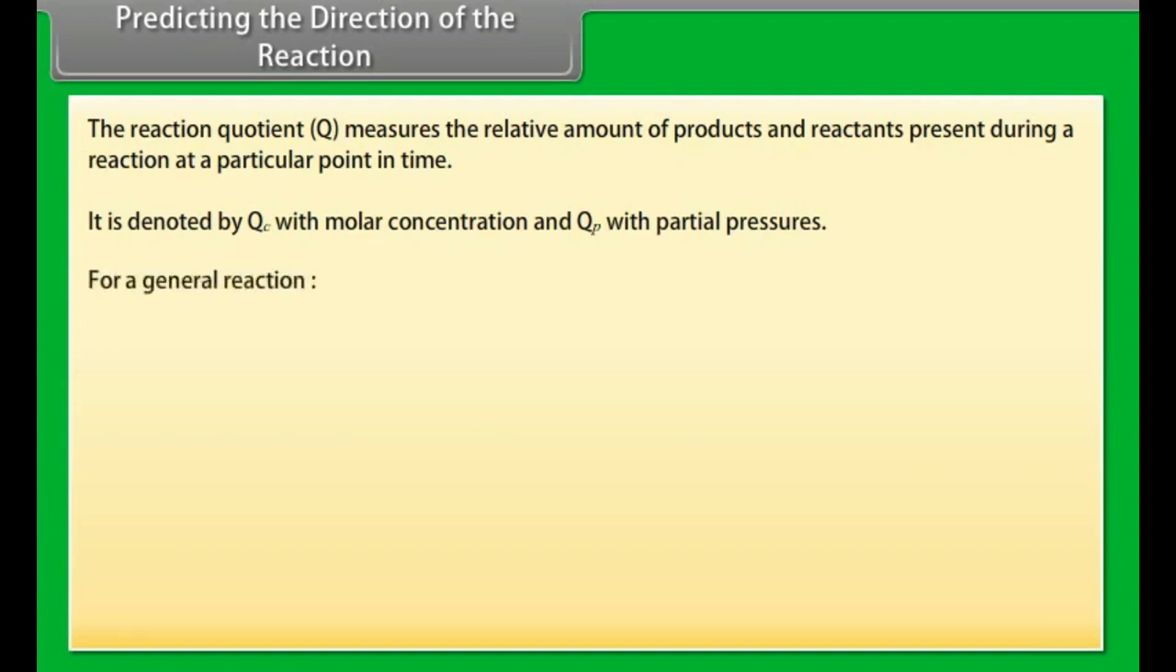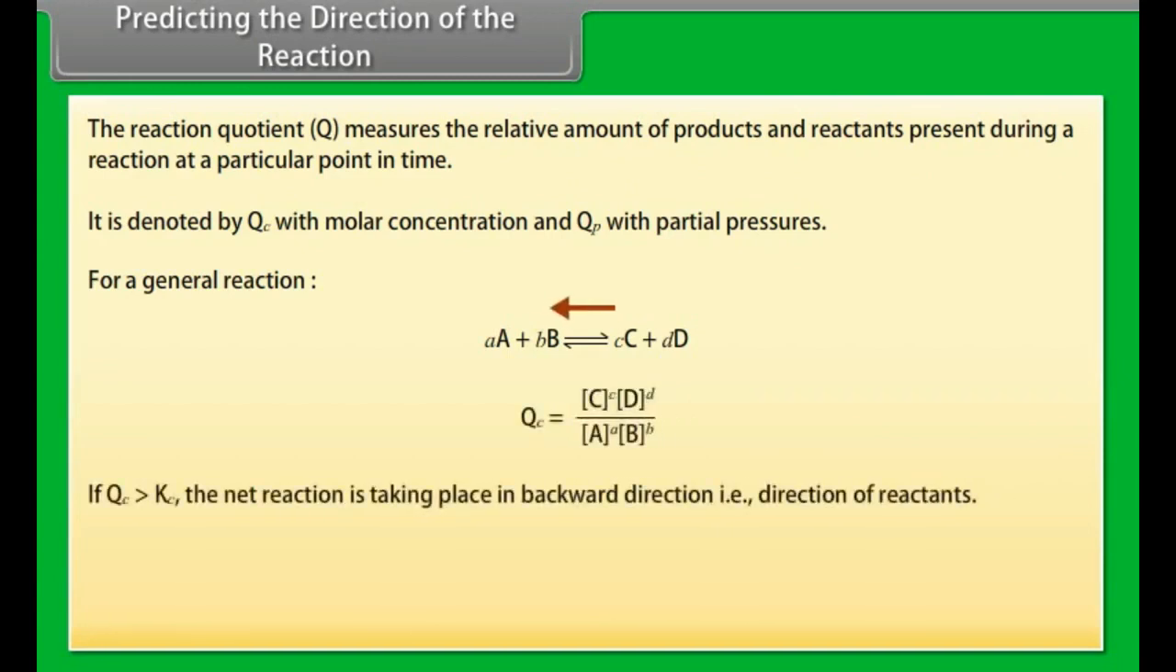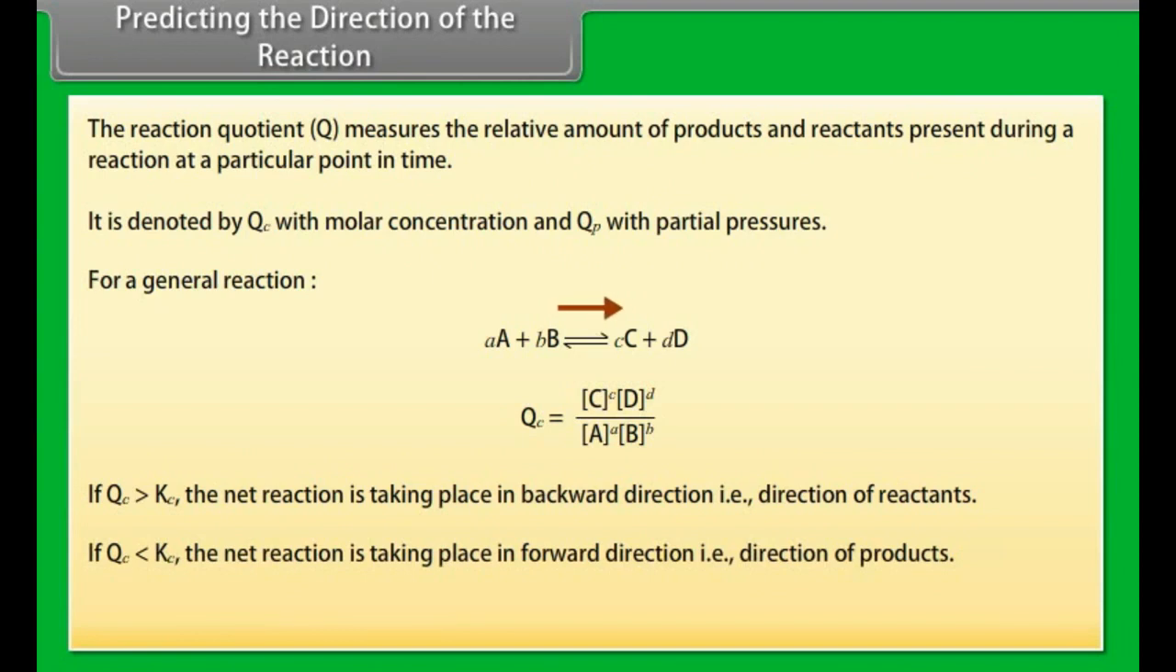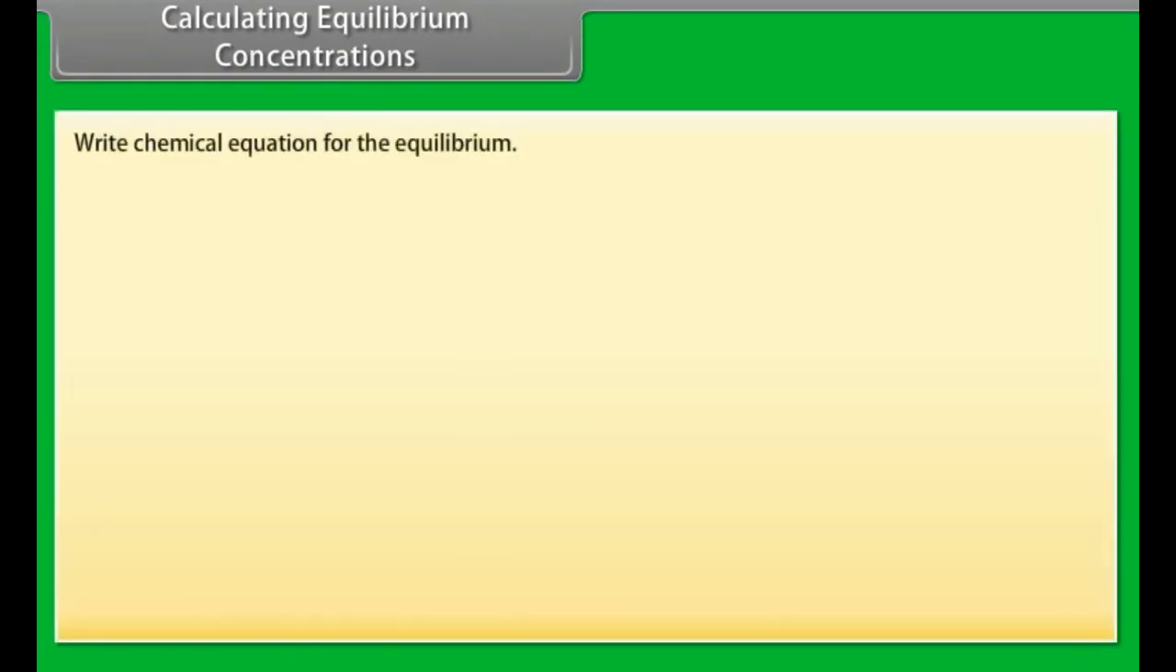For a general reaction, if Qc is greater than Kc, the net reaction is taking place in the backward direction, that is, in the direction of reactants. If Qc is less than Kc, the net reaction is taking place in the forward direction, that is, in the direction of products. If Qc is equal to Kc, the reaction is at equilibrium, that is, no net reaction is taking place. Calculating equilibrium concentrations. Write the chemical equation for the equilibrium.